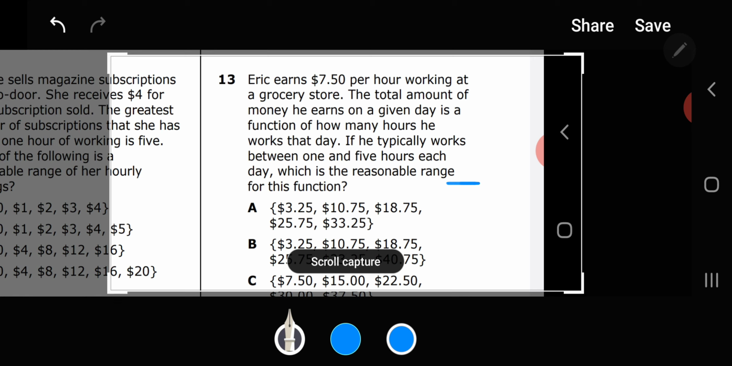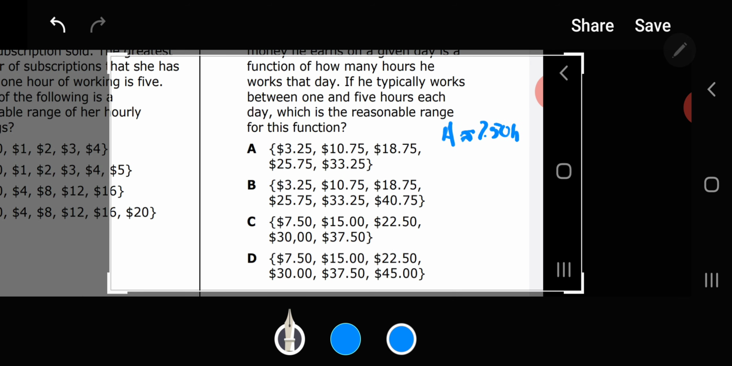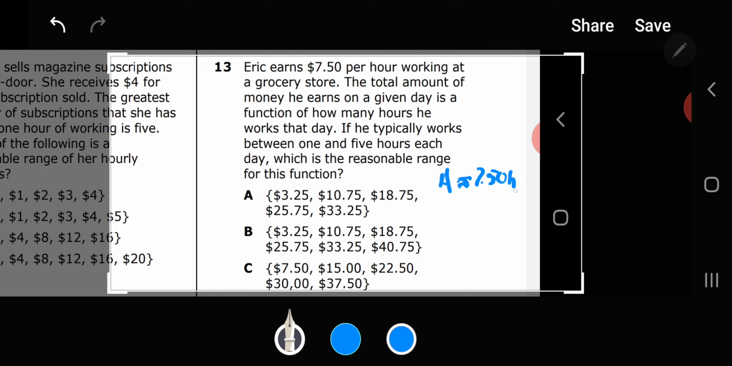In this case, I'll call it my amount because that's money. It's equal to, well, my rate of pay is $7.50 times the hours that I work. Well, I typically work between 1 and 5 hours. And it seems like they're saying I work 1 hour, 2 hours, 3 hours, 4 hours, or 5 hours, and no time in between. But since the way they're wording this problem, we can clearly see our hours is our domain members, because our amount depends on how many hours we worked. So we're looking for our range, our amounts.